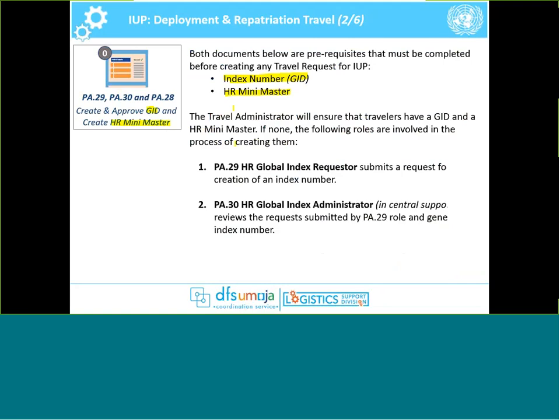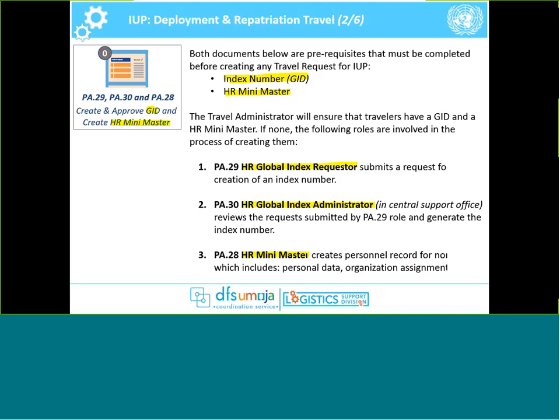Here you have the roles that are involved. These two roles, the HR index number requester and the HR index number administrator, are the two roles in Umoja that are involved in requesting and approving index numbers. And the last one, the HR master role or the HR partner, can execute the HR personnel action to create the HR record or the HR mini master in Umoja. Okay, so this is part of the HR office tasks.